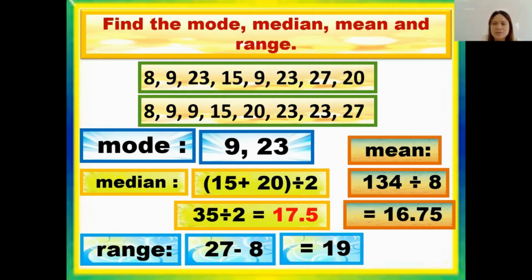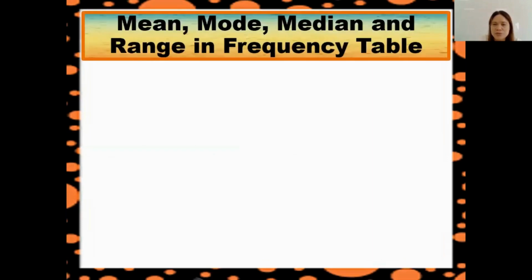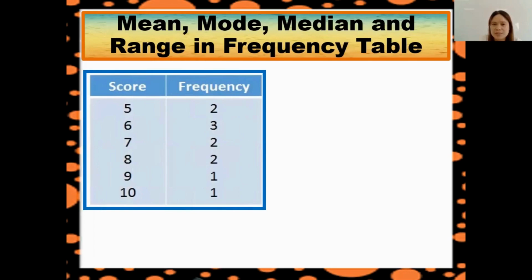So this is actually called ungrouped data because they are not grouped as intervals. Because in the next example, please listen carefully because this might confuse you, using a frequency table. Of course, you know what a frequency table is. So you have the frequency and the score in this table, for example. So how are we going to find the mean, the mode, median, and range in a frequency table?